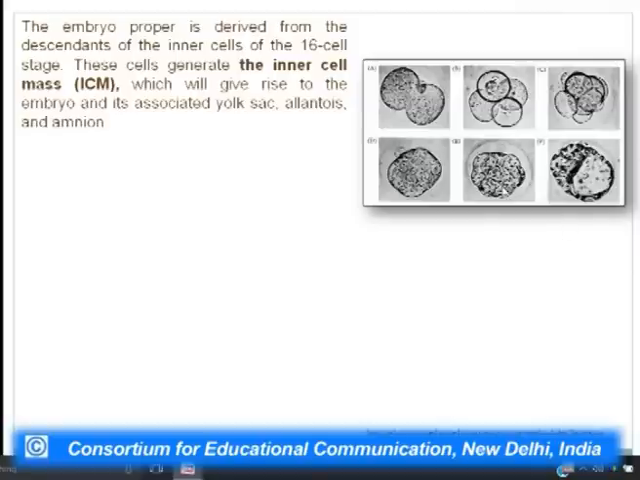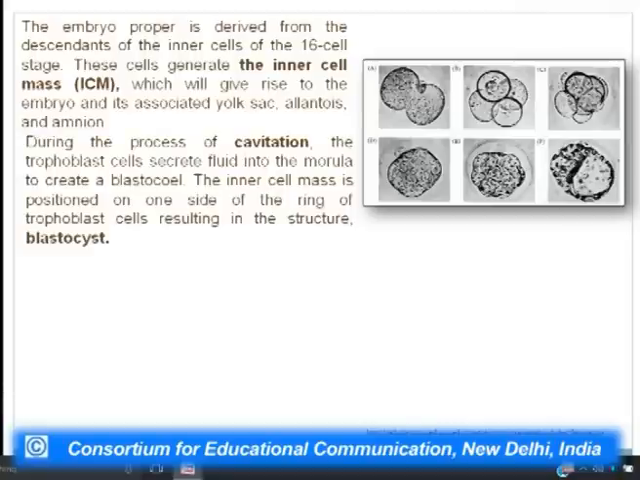So compaction has occurred and there is an inner layer of cells termed the inner cell mass, and there is an outer layer of cells termed the trophoectoderm or trophoblast cells. During the process of cavitation, the trophoblast cells secrete fluid into the morula to create a blastocoel. The inner cell mass is positioned on one side of the ring of trophoblast cells, resulting in the structure termed the blastocyst.